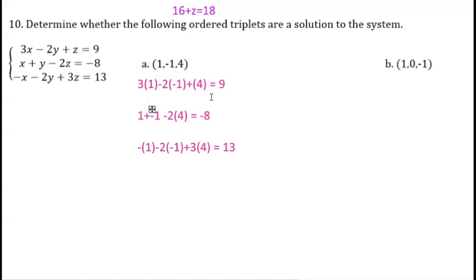So for this first one, we have 9 equals 9. That's true. Okay, we'll do the next equation. We have negative 8 equals negative 8. That is also true. And so we'll go to the last equation. We have 13 equals 13. And that's also true. So that means this is a solution.